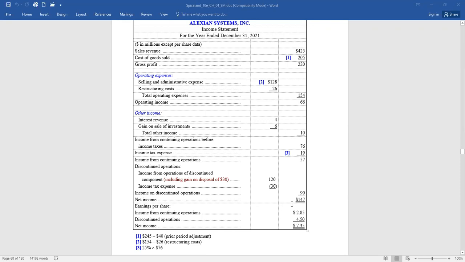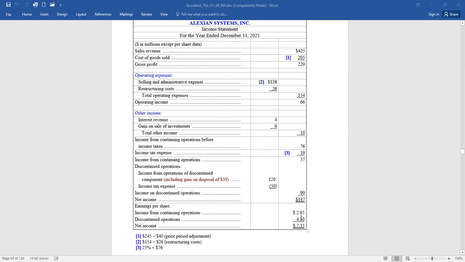Now imagine if we never reported earnings per share using those three key numbers on this income statement, and we just said earnings per share will be based on net income. This gives a false indication of the future of the company. This year they made $7.35 per share, but $4.50 of it came from an operation that's gone. It affected this year, but it will never affect this company again.